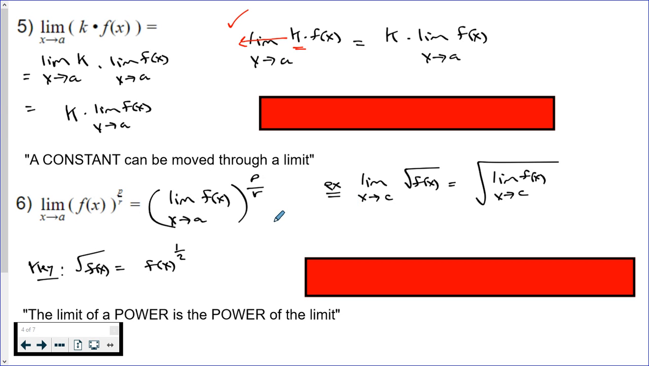So those are some limit properties and fundamentals. I'm going to have another video doing some examples, and they're going to get us going. So see you soon.